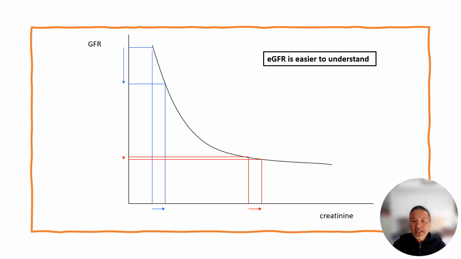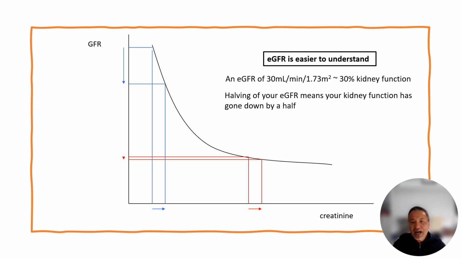And this is why your eGFR is easier to understand. First of all, an eGFR of 30 mils per minute per 1.73 meters squared can be translated to meaning that there is 30% kidney function, as a normal GFR is between 90 and 120 mils per minute. In addition, halving of your eGFR means that your kidney function has gone down by a half. So it's a lot more understandable for health practitioners and also for the patients.